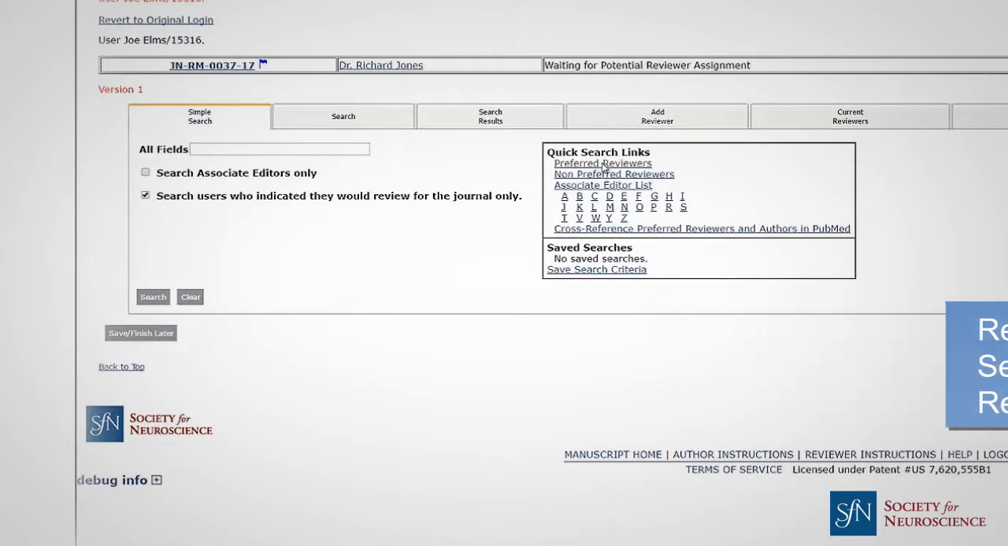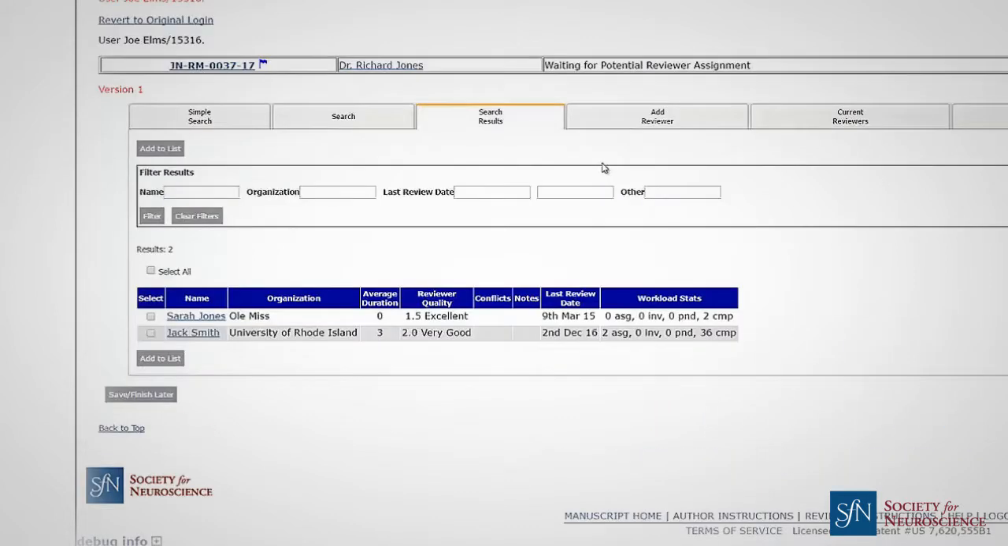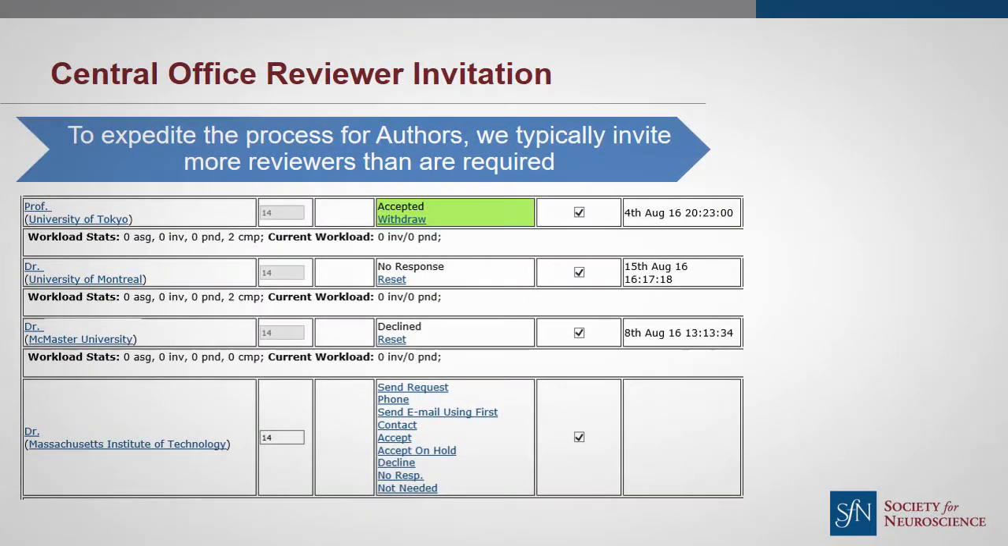It's essential that reviewers meet the criteria for not having a conflict of interest, and that can be defined in several ways. The conflict of interest policy for both authors and reviewers can be found in the instructions for authors on this Journal of Neuroscience website. To expedite the review process for authors, we typically invite more reviewers than the two that are required. Thus, a willing reviewer may not be needed.